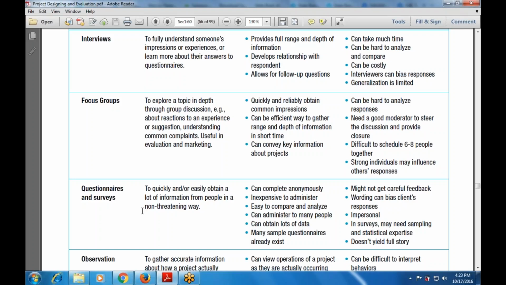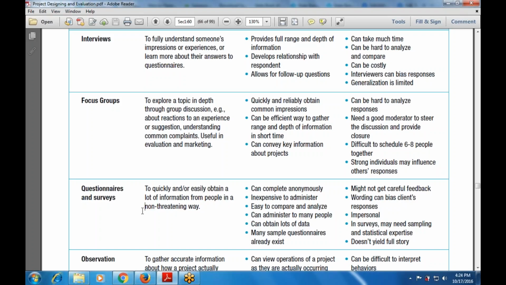So it can be completed anonymously, in the sense we can easily complete it within a schedule. Then it is inexpensive to administer. Then easy to compare and analyze. It is very easy to compare questionnaires because everything is available in the form. One form is this side, one form is this side, and we can compare both forms. So it is very easy to compare and analyze.